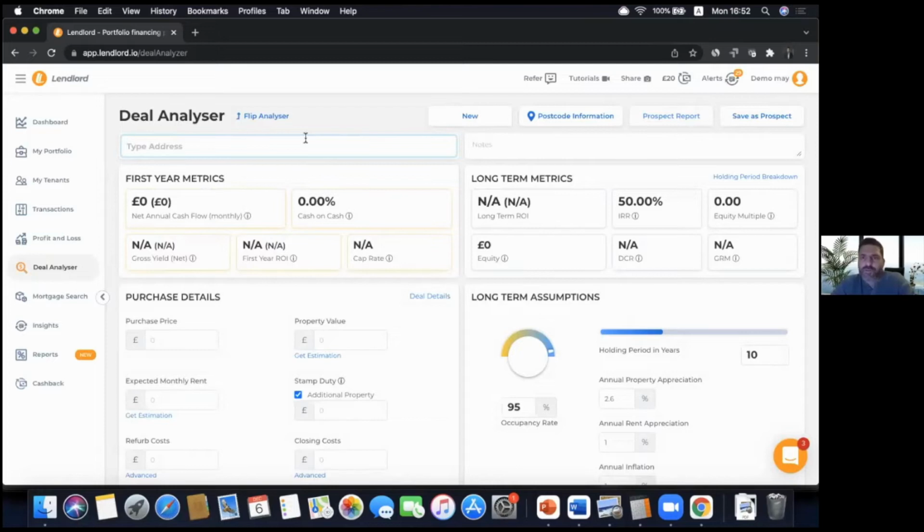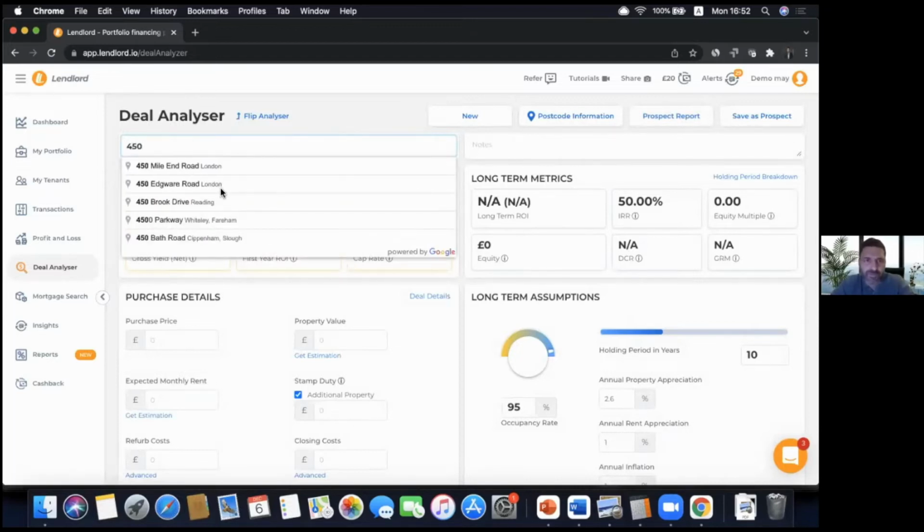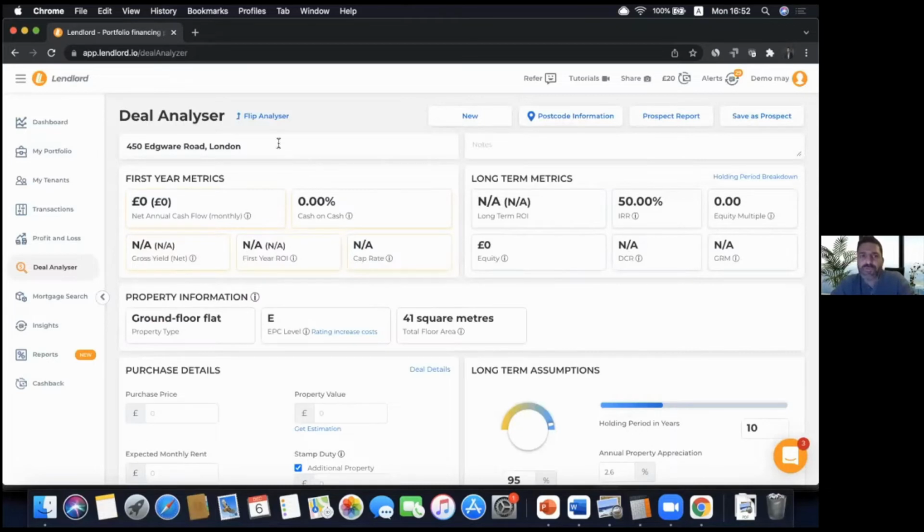Okay, so after you create your free Lendlord account, go to the deal analyzer from the menu. You should start by typing the address. After you enter the address, you will immediately see some information about the property that we extract: the EPC level of this property, the property type, the total floor area, and some information about the postcode. So what is the average yield in the last 5 years in this postcode, and what was the 5-year growth in this postcode.